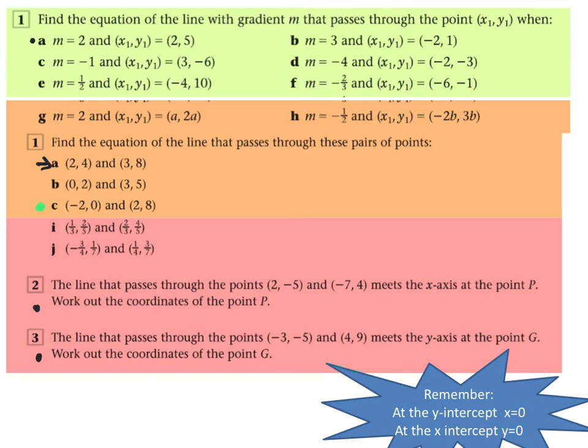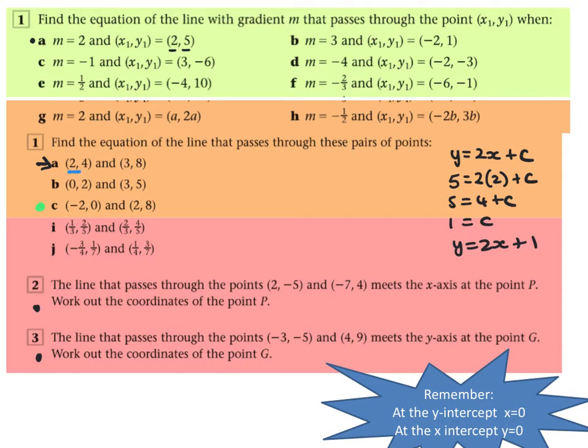So for this one, our gradient is 2, so we know y equals 2x plus c. Nice and easy. And it's given us the point 2, 5, so we know 5 equals 2 lots of 2 plus c. 5 equals 4 plus c, so 1 equals c. So that means y equals 2x plus 1. If you're happy with that, the other one is just as easy.